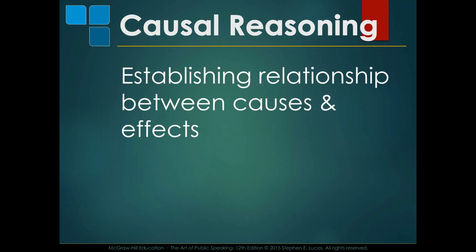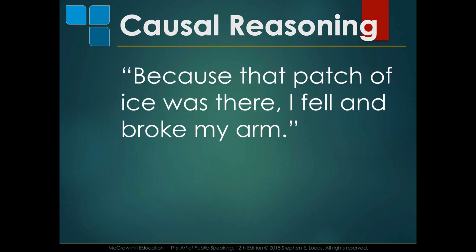Causal reasoning is establishing a relationship between causes and effects. So it's usually pretty good. We know that things happen because of causes, and so if I say, because that patch of ice was there, I fell and broke my arm, that seems like a pretty reasonable way of seeing a cause, ice, and then falling on the ice, and then the thing that happens as a result of that is breaking my arm.